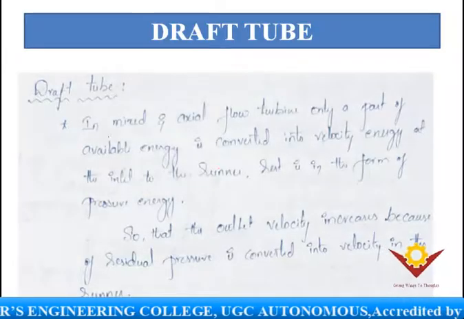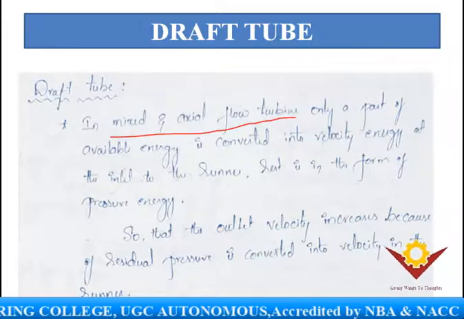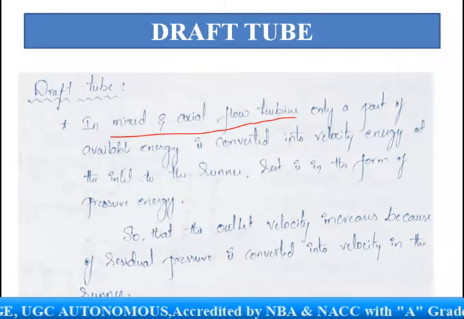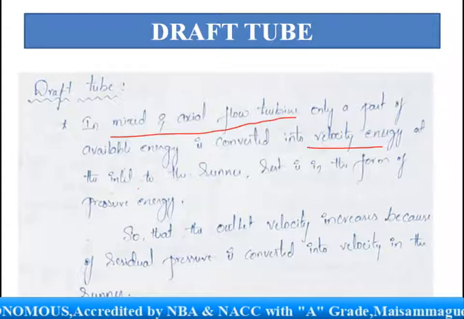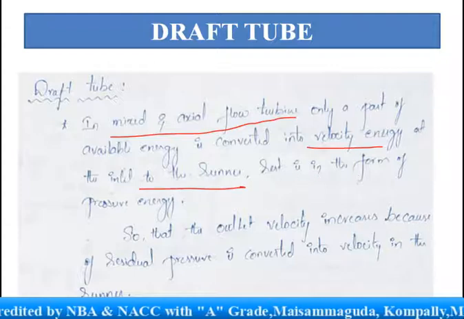In mixed and axial flow turbines, only a part of the available energy is converted into velocity energy at the inlet of the runner. The rest is in the form of pressure energy, right?